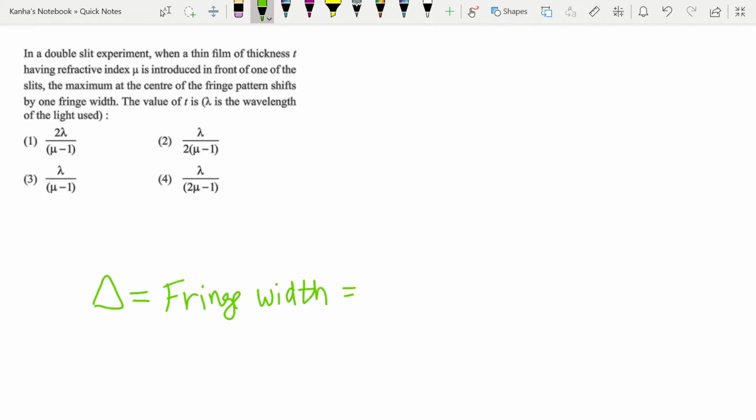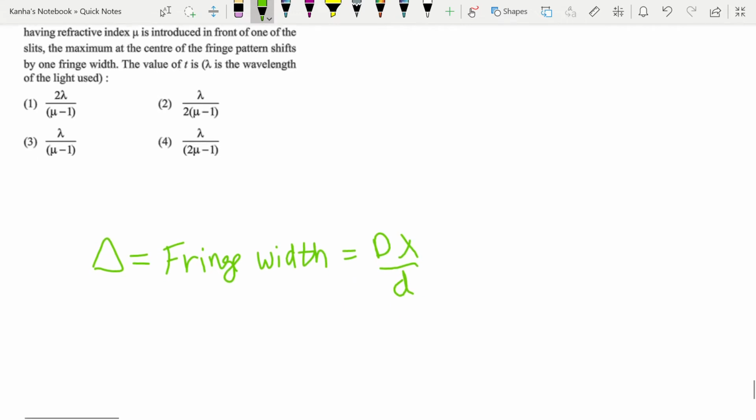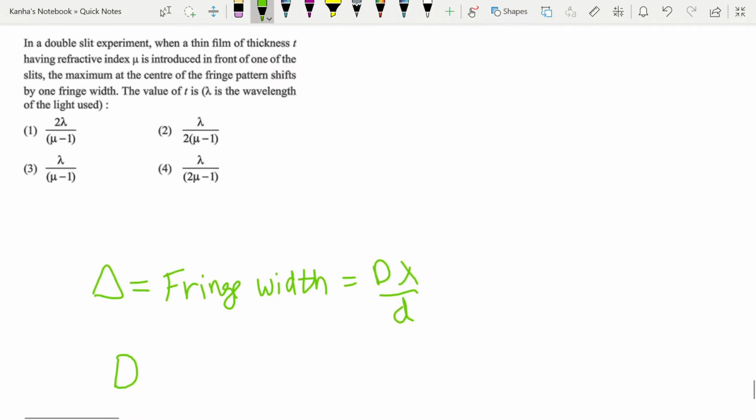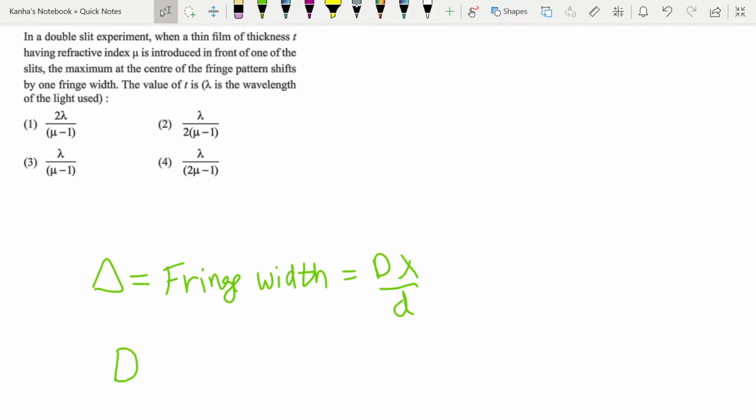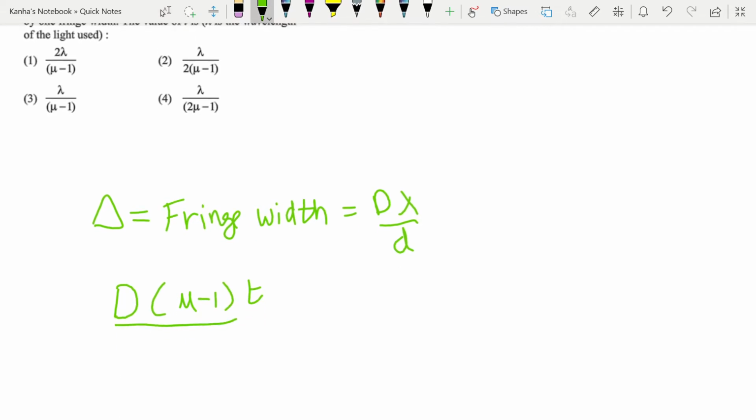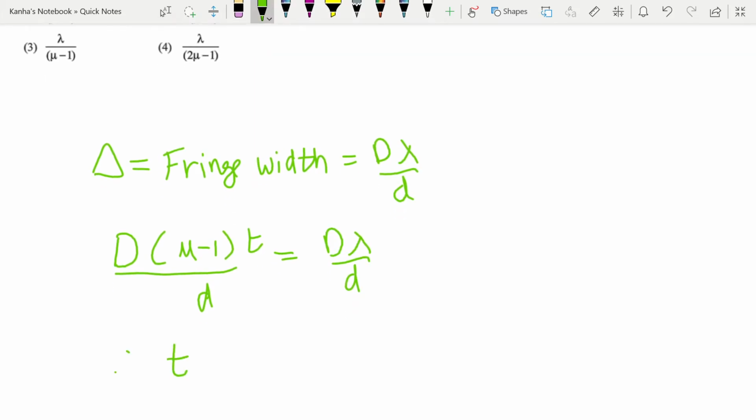Now what is the fringe width? My fringe width is nothing but D into lambda by d, small d. And this has to be equated to the shift in the path length, that is the shift that is produced due to placing a film. So that is nothing but D into (mu minus 1) into t divided by d. If I equate these two, I can easily write that t is nothing but lambda by (mu minus 1).